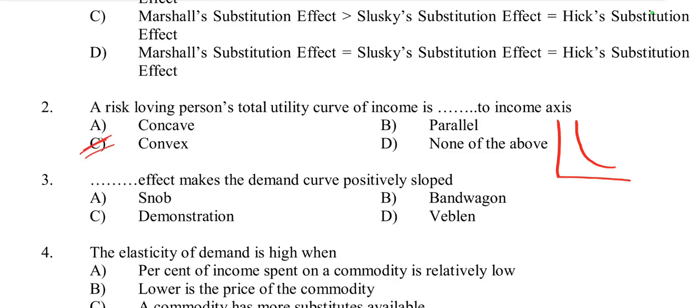So option C is right, because this means that as income increases, their marginal utility of income increases. In other words, they derive more satisfaction from each additional unit of income. When income increases, their satisfaction increases, which explains why they prefer risky options with potentially higher payoffs. So here the shape of the total utility curve is convex.